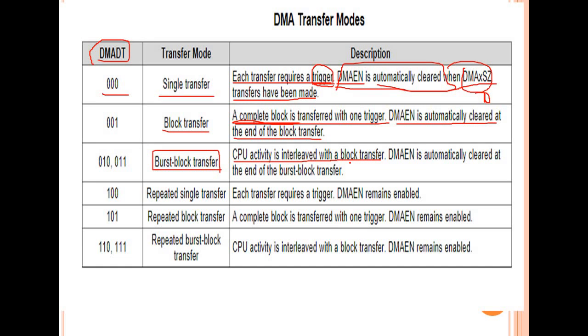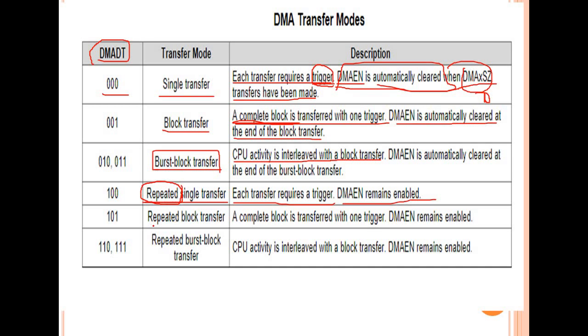Next one, repeated single transfer. In this mode, a single byte of data is transferred repeatedly, and each transfer requires a trigger. Here, the DMA enable remains enabled because the single transfer is made repeatedly. It is not disabled here.